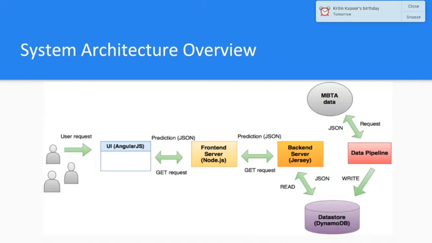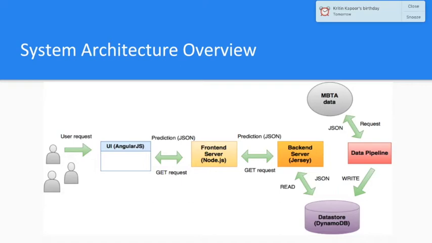The front-end server then parses that JSON object and passes that information to the UI, which then displays it to the user. So as you can see, it's a very elegant solution for this problem.